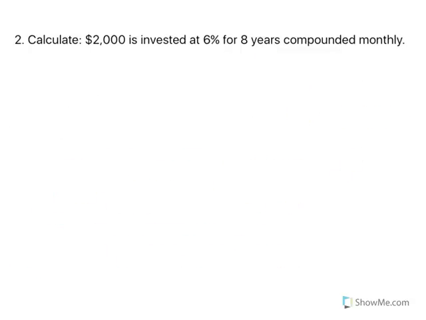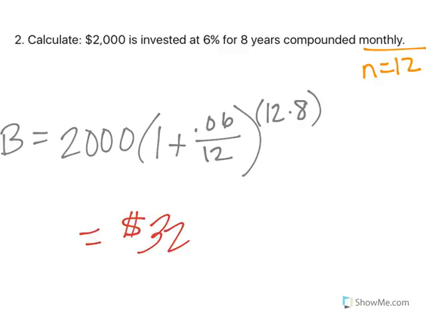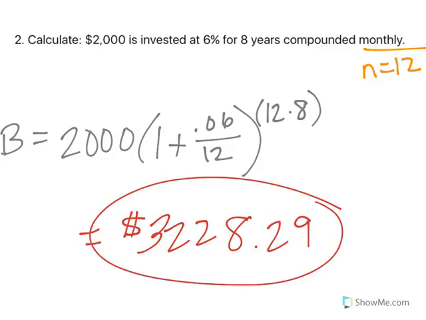Now let's do 8 years compounded monthly. Well, monthly would be n is 12. So same basic, balance, principal, 1 plus the rate divided by the number of times you compound in a year, raised to the number of times you compound in a year times number of years. And when I type all of that in, I get $3,228.29. It's not a ton more than the last one. It's $8 more, but it's the same amount of money, same amount of years. The only difference is how many times we're compounding.